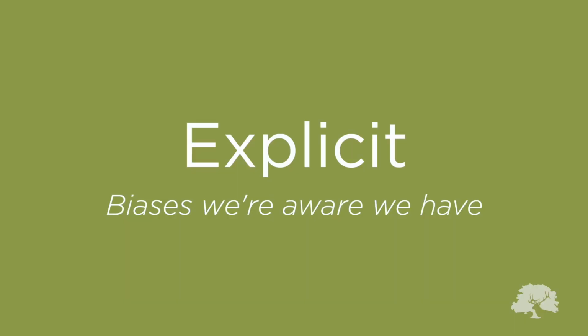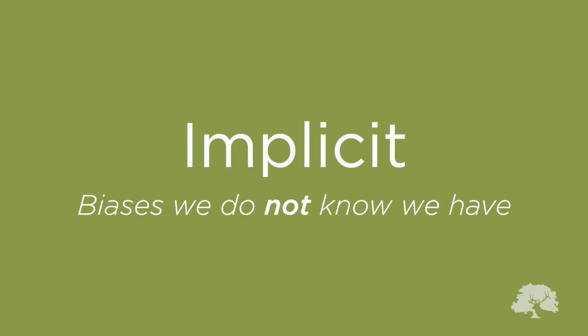There are two types of bias, explicit and implicit. Both include stereotypes and attitudes that can lead to discrimination. Explicit bias refers to the attitudes and beliefs we have about a person or group on a conscious level. Implicit bias are those we carry without awareness. We literally do not know that we have them.